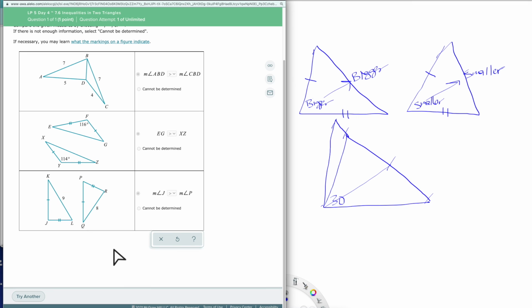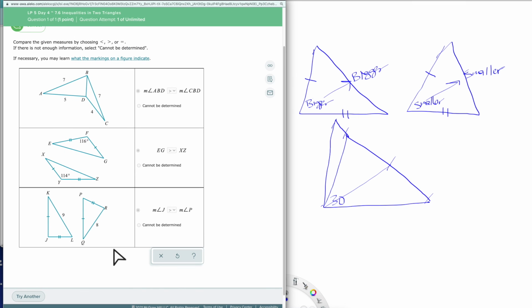So it's just the idea we're looking at: if we're looking at angles, go across. Which one has the greater side length? That's the greater one. Or if you're starting with angles, whichever is the greater angle goes across to the greater side length. So that's the idea of the Hinge Theorem.